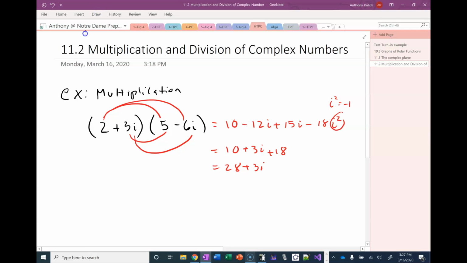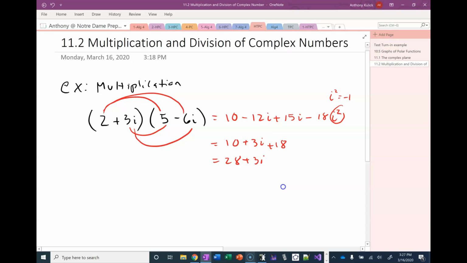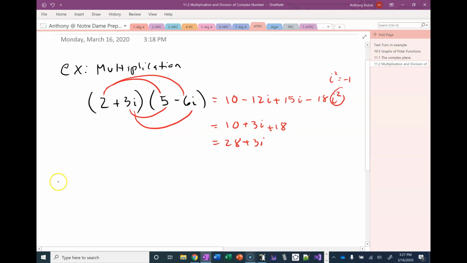And you might have said, okay, that's not so bad. But think about how big of a pain it would be if you had to, say, multiply 10 complex numbers together. Ugh, that's a lot of FOILing, right? So if there's a way to speed that up, that would be very much appreciated, and there turns out there is.